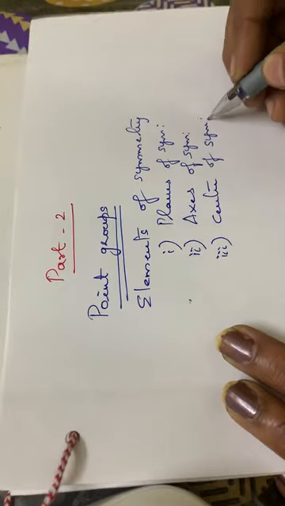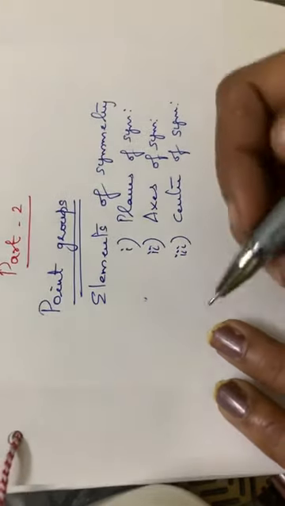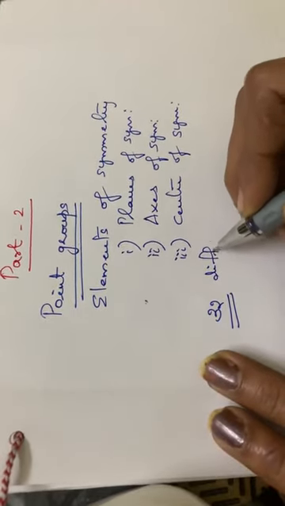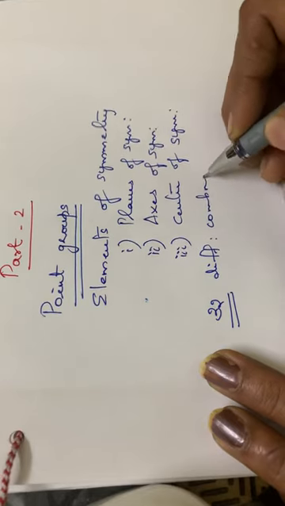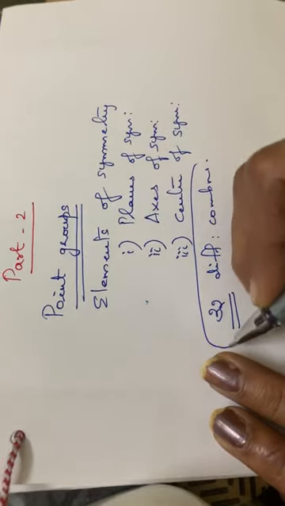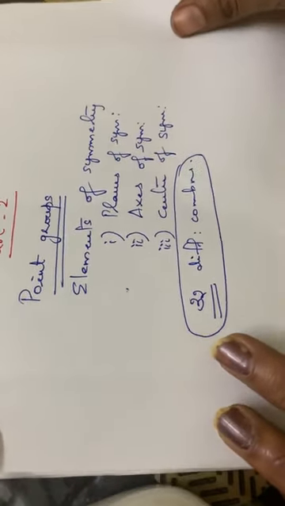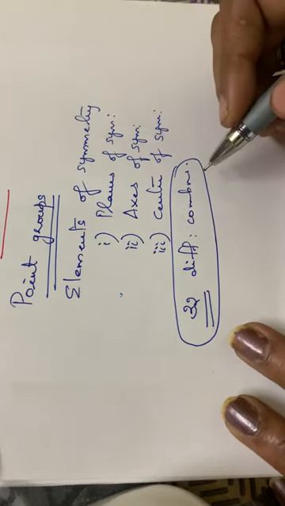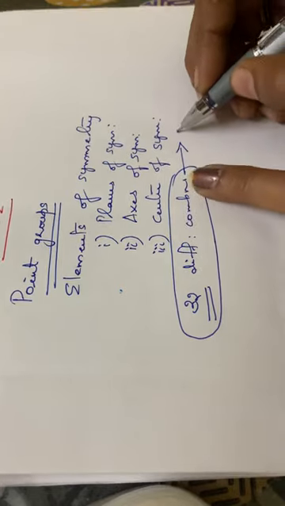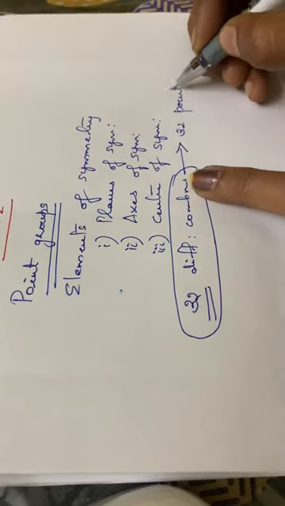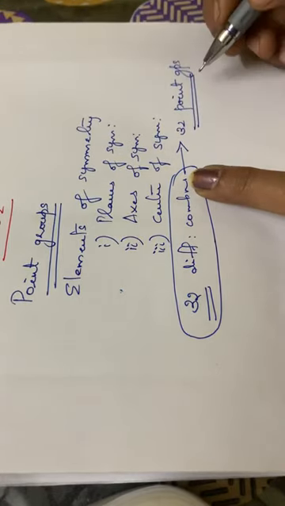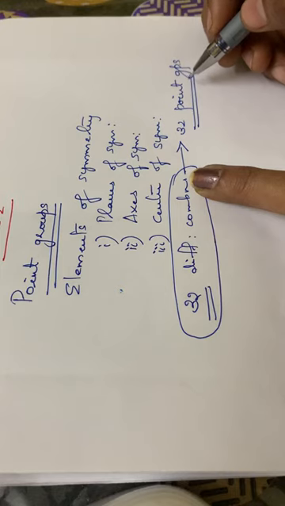Based on these elements of symmetry, there are 32 different combinations for a crystal system. This is a theoretical basis. That means there are 32 different combinations of the elements of symmetry for a crystal, and 32 different combinations correspond to 32 point groups.